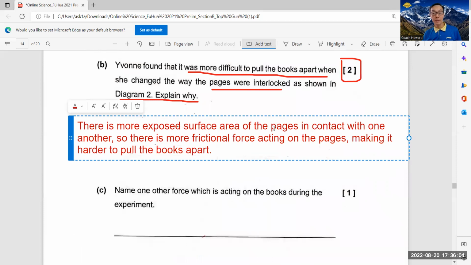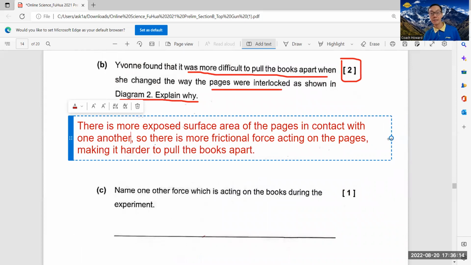There's more exposed surface area of the pages in contact with one another, so that there's more frictional force acting on the pages, making it harder, or making it more difficult. Use the same word, making it more difficult to pull the books apart.